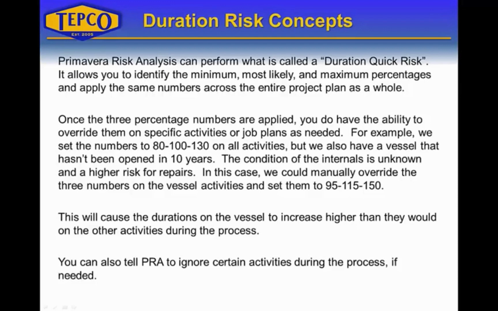If we had set the numbers to 80 as a minimum, 100 as most likely, and 130 as maximum on all the activities, but we find that we have a vessel that hasn't been opened in 10 years and we don't know what the condition of the vessel is inside, we could actually change or override this specific piece of equipment or job plan, and we could set the percentages to something like 95, 115, and 150. Which are more pessimistic settings. It'll cause the durations on the vessel to increase higher than they would on the other activities during the process.